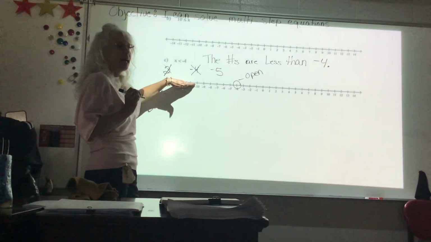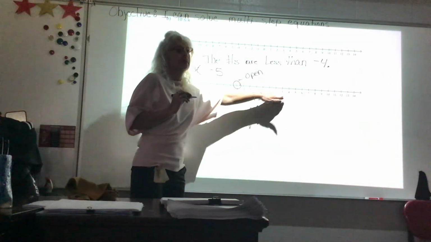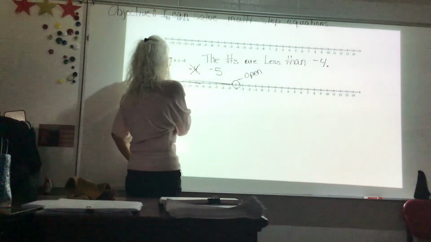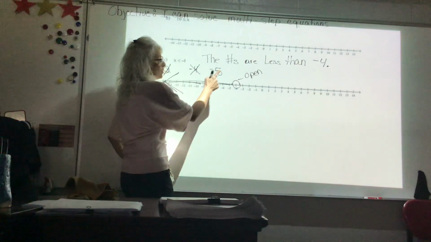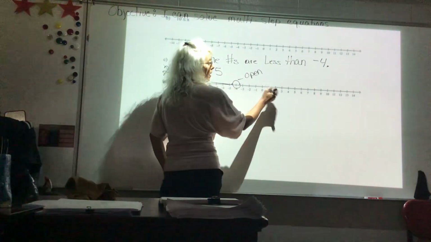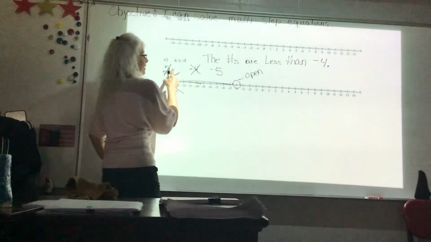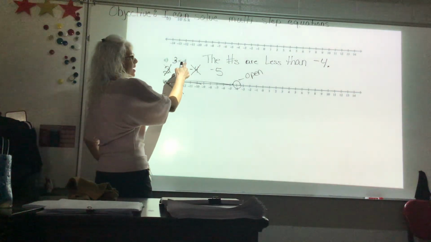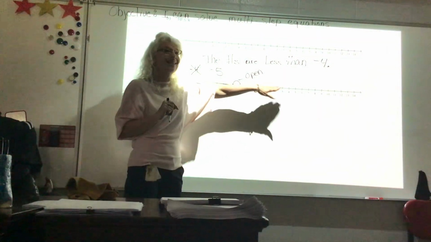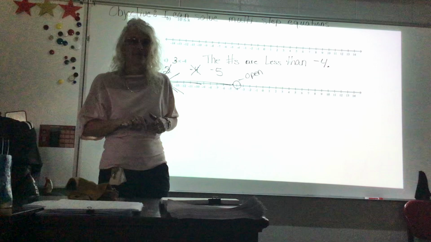Are we going to shade to the left or to the right? To the left. And you can double check yourself, since this one has a negative number, by using any of these, and 3 is not less than -4, so that means that side would not be shaded. Any questions?